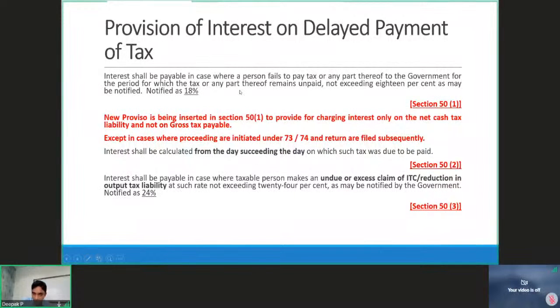Okay, so three types of interest come in. When there is a delay, you fail to pay the tax for the period for which the tax remains unpaid. So in your regular monthly returns, you have to pay 18%. The second is you make undue or excess claim of input tax credit. Third is you have reduced your output tax liability. That is the third type of thing. For the first type, it is 18%. Second and third type, it is 24% interest.